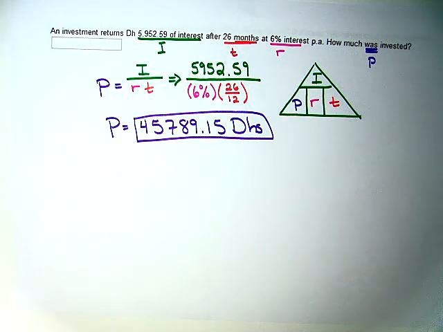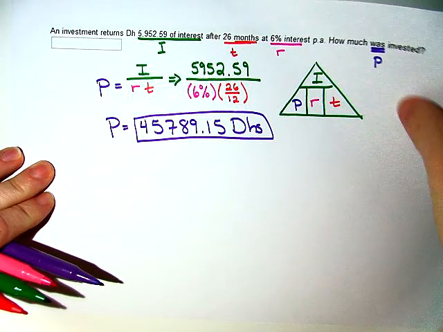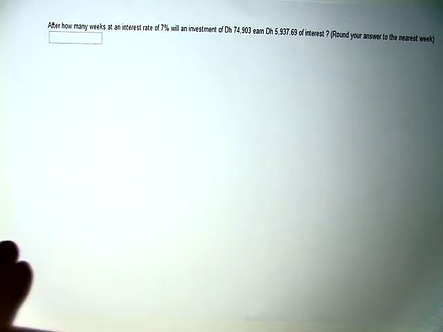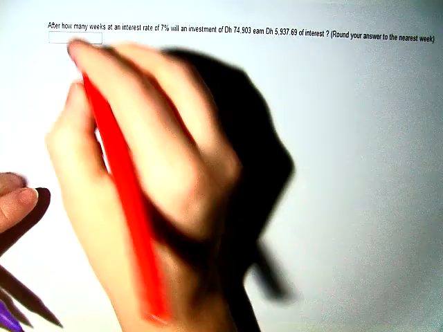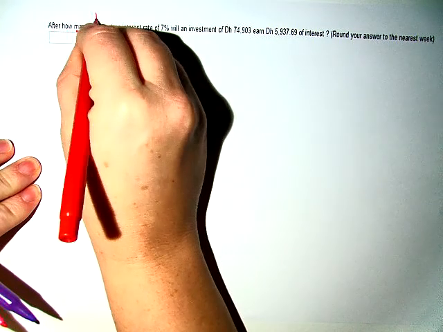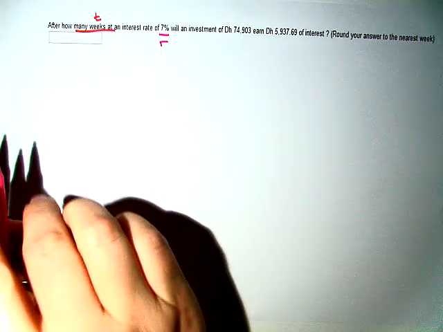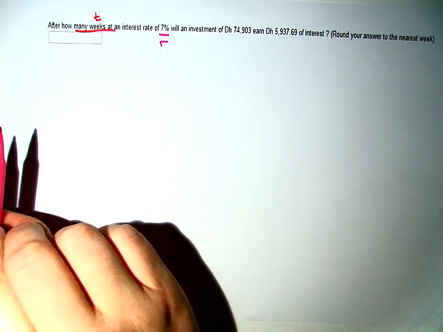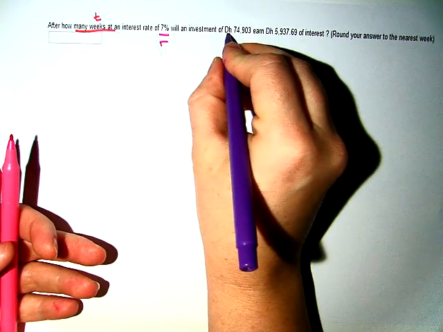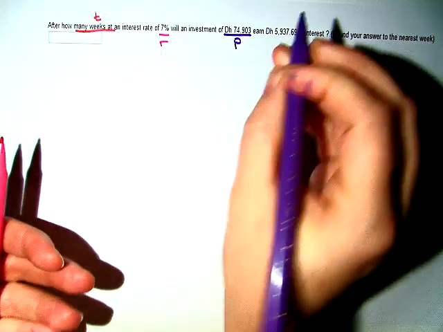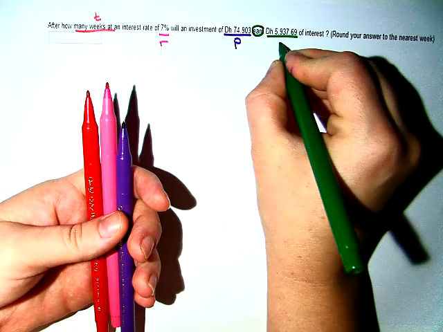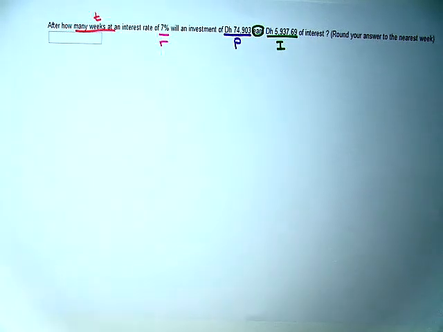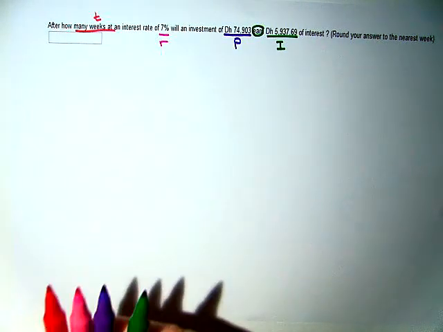Okay, so that was a little more complicated. Let's try one more before we call this finished. After how many weeks at an interest rate, so after how many weeks, so they're going to be asking for the time. Will an interest rate of 7%, will an investment of, okay, so that means this is my principal, earn, okay, we've got one of our major key words, earn this in interest. So we're looking for time, and the time is actually going to be in weeks.